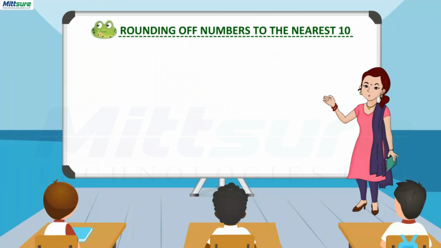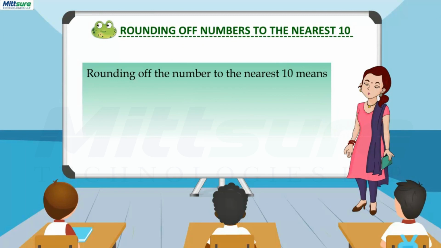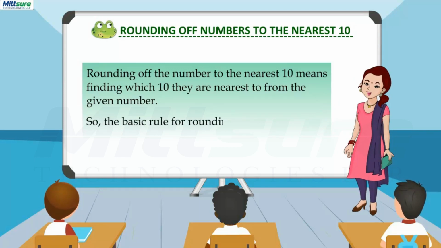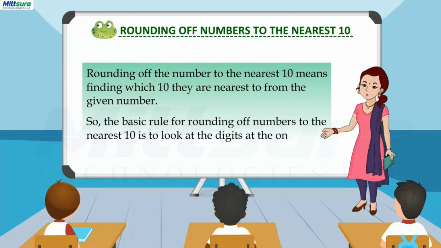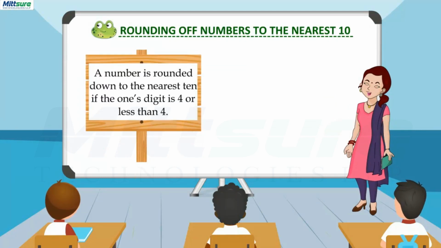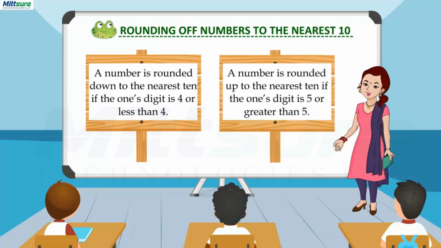Rounding off numbers to the nearest 10. Rounding off a number to the nearest 10 means finding which 10 it is nearest to. So, the basic rule for rounding off numbers to the nearest 10 is to look at the digit at the ones place. A number is rounded down to the nearest 10 if the ones digit is 4 or less than 4. A number is rounded up to the nearest 10 if the ones digit is 5 or greater than 5.